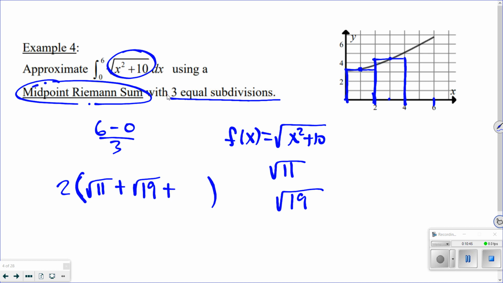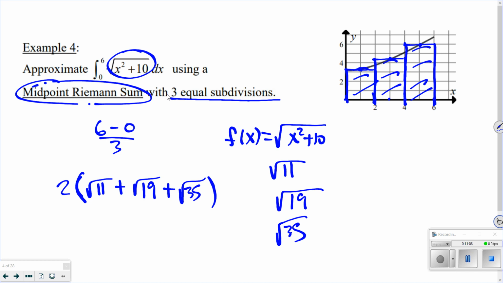Okay, the last one is at 5, which is right there. It's going to look something like this. These are the areas I'm finding. So let's plug 5 in there. 5 squared is 25. 25 plus 10 is 35. So the square root of 35. Okay, and that should give me the approximation.